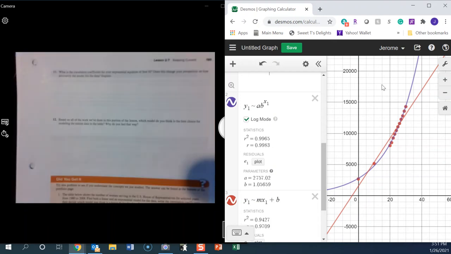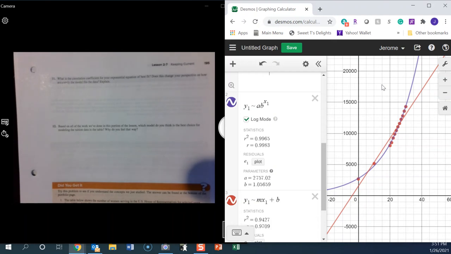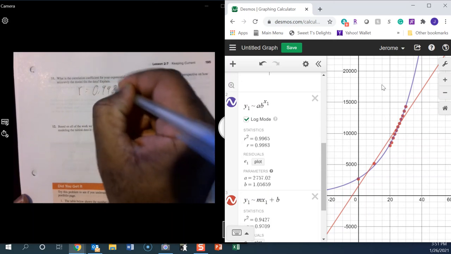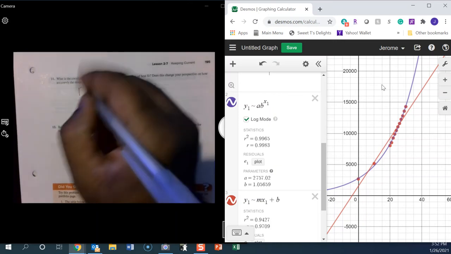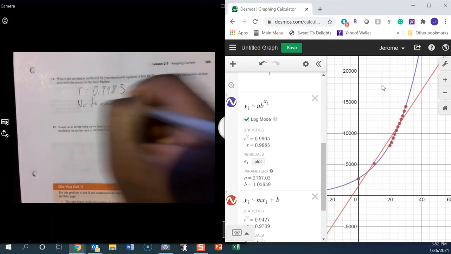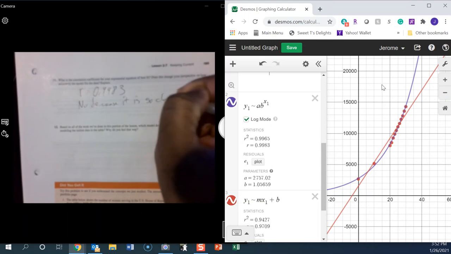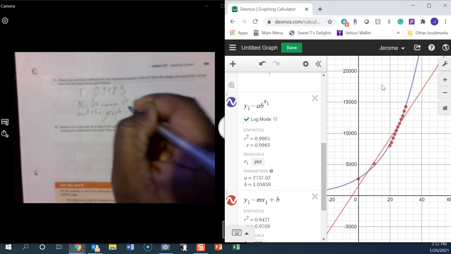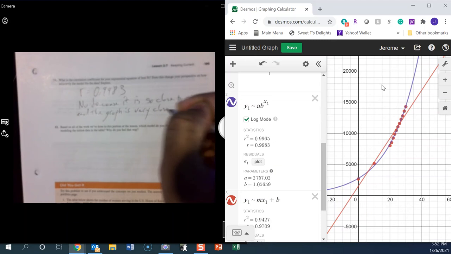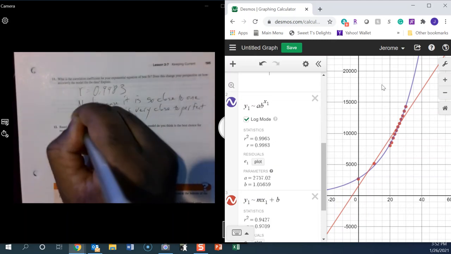All right, now, number 11. It says, what is the correlation coefficient for your exponential equation? So the R value is equal to 0.9983. Much, much closer to 1. Does this change your perspective on how accurately the model fits the data? I would say no, because it is so close to 1 and the graph is very close to perfect that it doesn't surprise me.